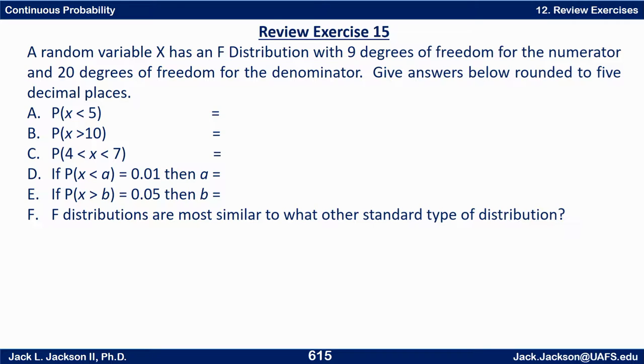And then a couple of inverse probabilities, an inverse probability to the left and right. The probability that x is less than A is 0.01, find A. And probability that x is greater than B is 0.05, find B. So see if you can work all these out. All the answers are going to be on the next slide, so be sure that you work all of these problems out before coming back to the video to check your answers. Work them out on your own. Press pause now.